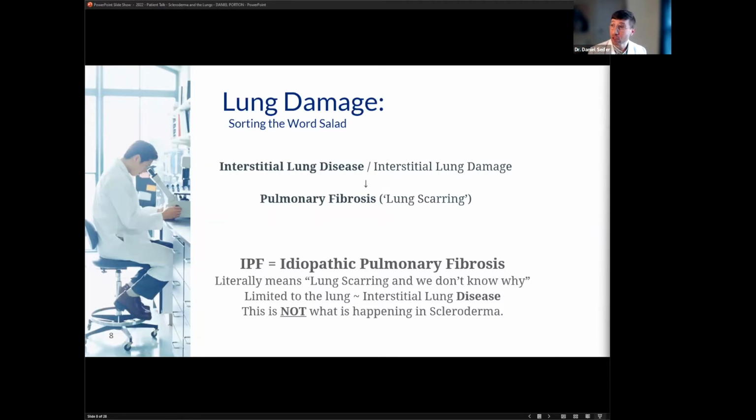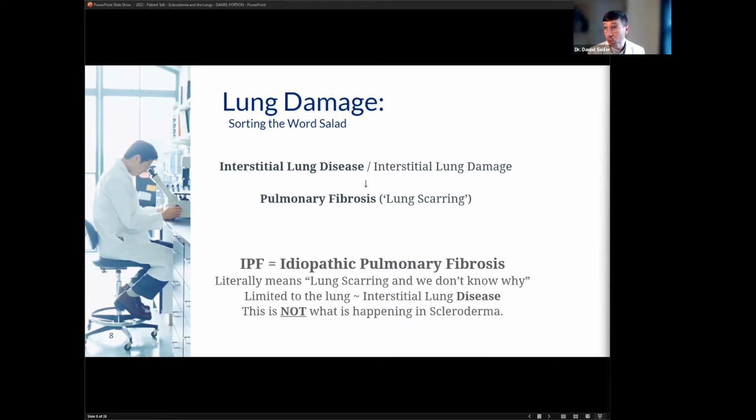So an example of an interstitial lung disease, a disease that is limited to the lung, is defined by its involvement and damage to the lung, and that can end up with lung scarring, would be idiopathic pulmonary fibrosis, IPF, which literally means lung scarring, and we don't know why. Most people would define this as a disease.